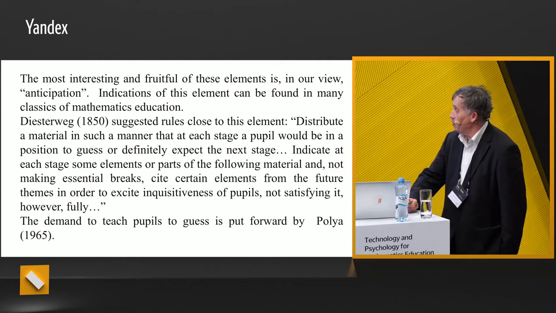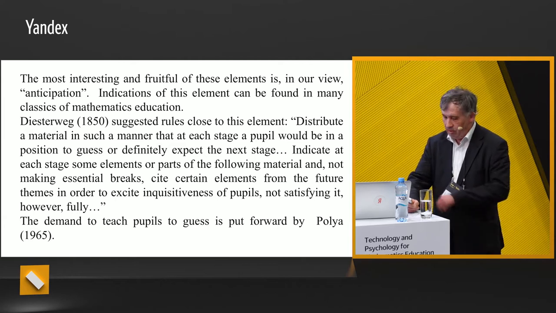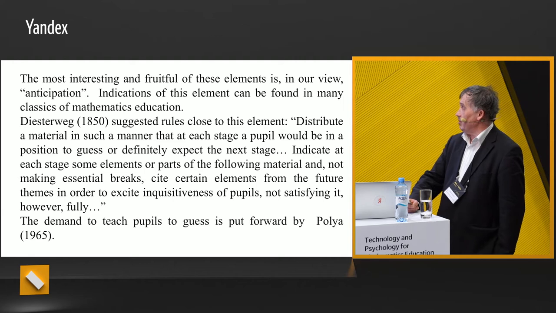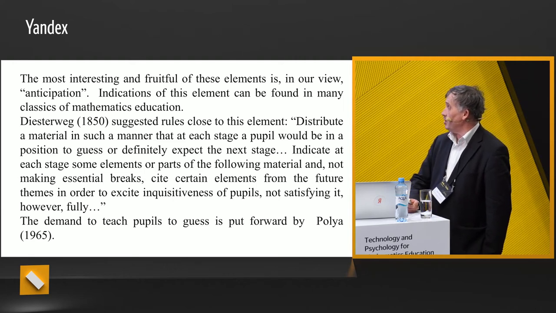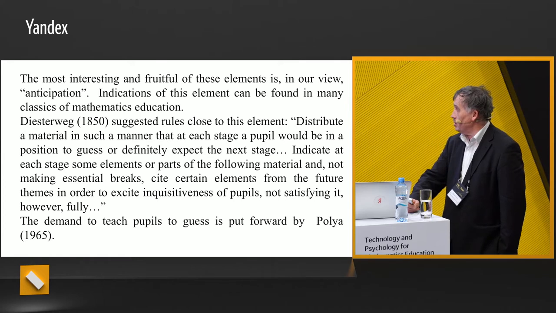The most interesting and fruitful of these elements is, in our view, anticipation. Indications of this element can be found in many classics of mathematics education. For example, Diesterweg suggested rules close to this element: distribute a material in such a manner that at each stage a pupil would be in a position to guess or definitely expect the next stage.